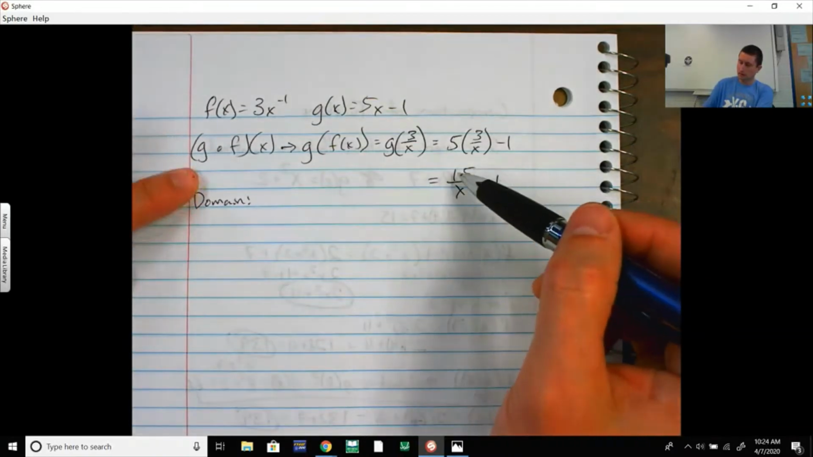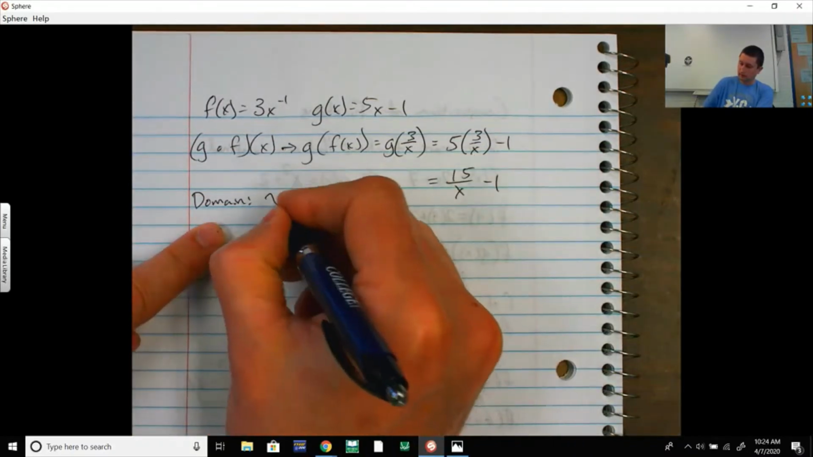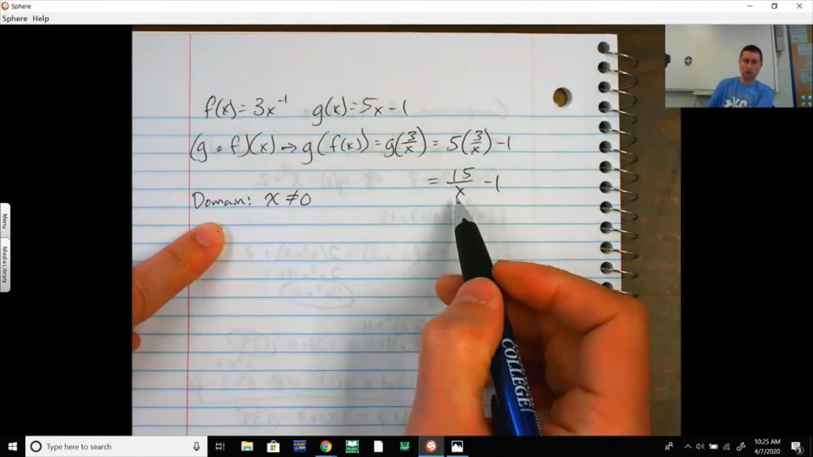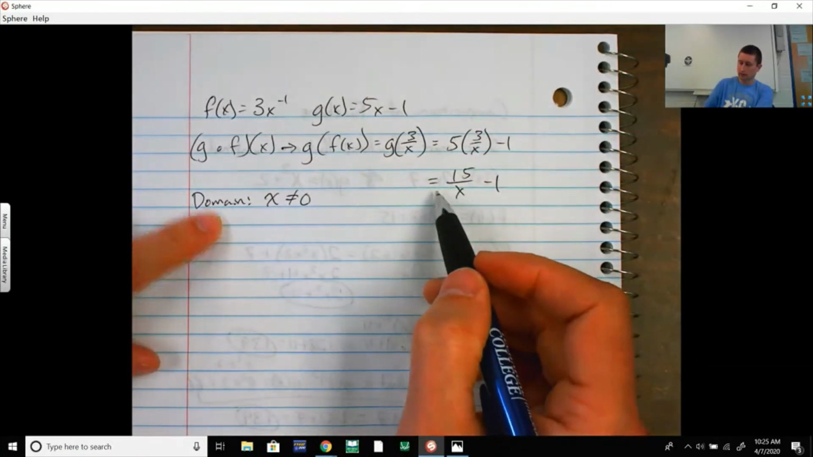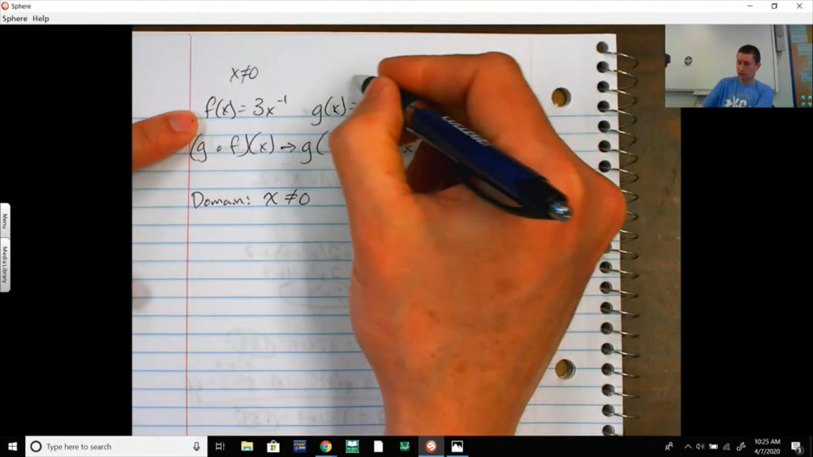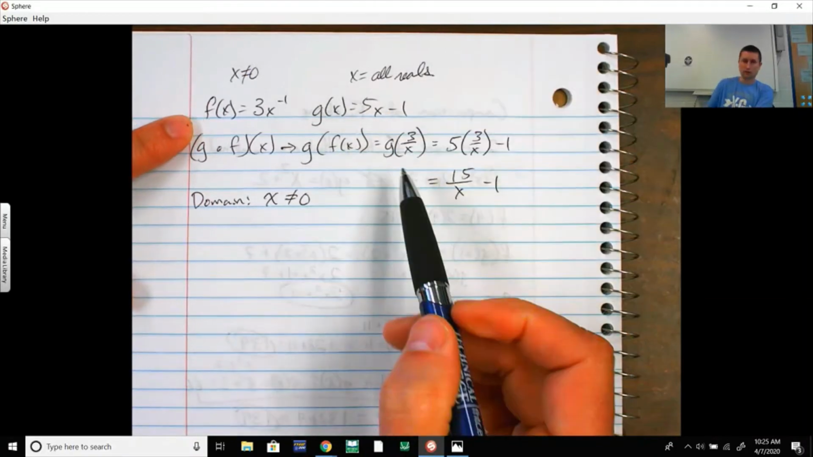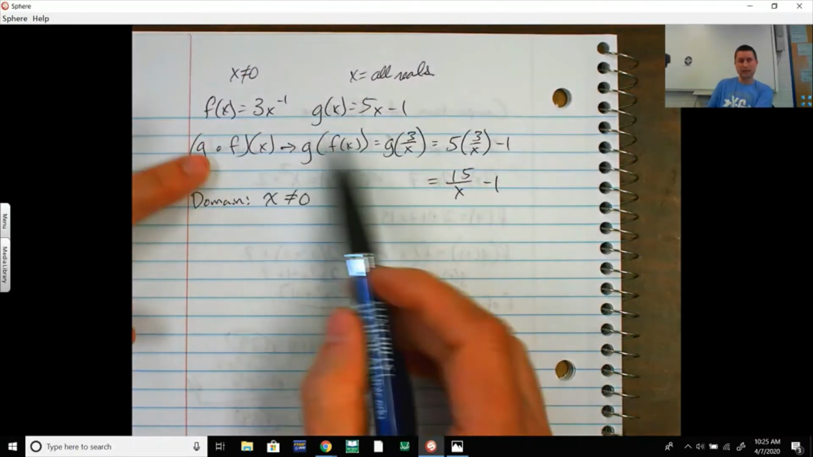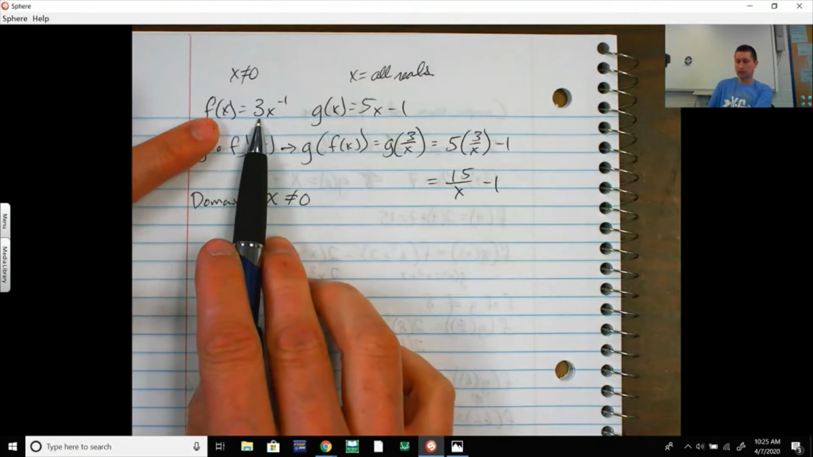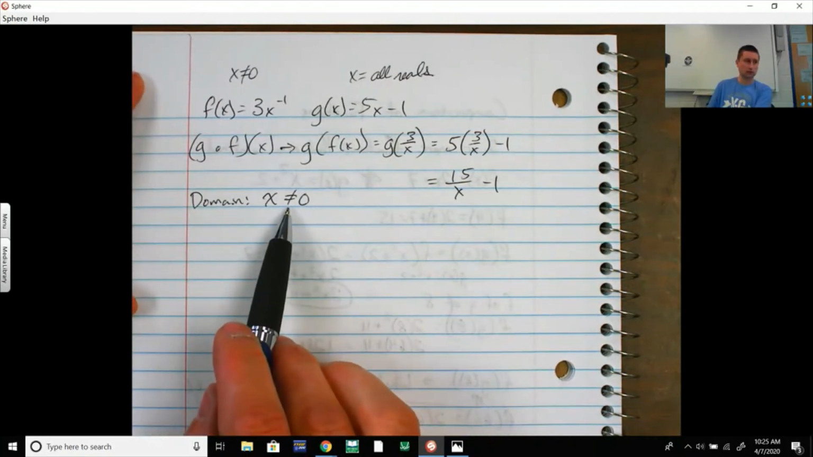Okay. Our domain, okay, x cannot equal 0, because remember, 0 in the denominator is undefined. So if you go back and look at your domains here, x cannot equal 0 here, but on this one, x can equal all reals. Okay. So when you put them together, if x can't equal 0 on this one, and you're using this function inside this function, x still can't equal 0.